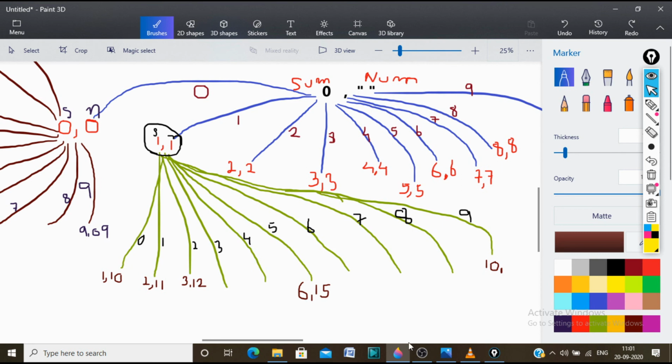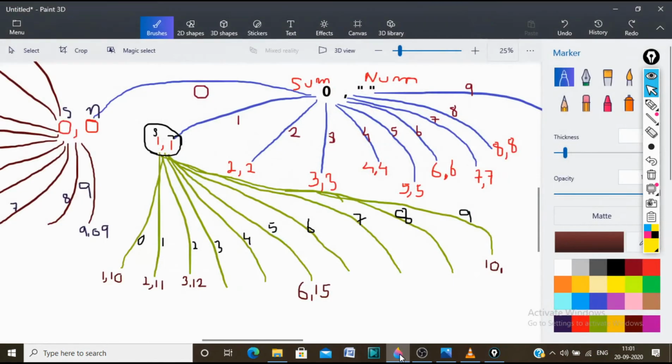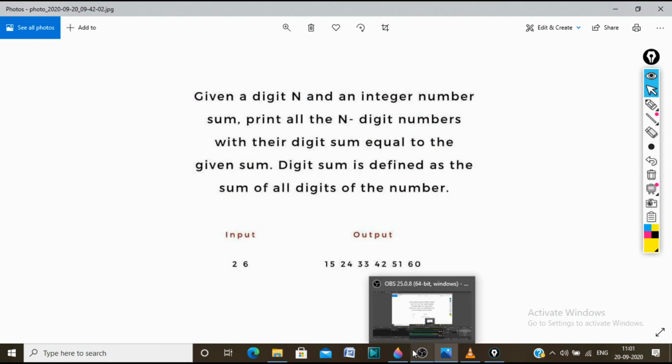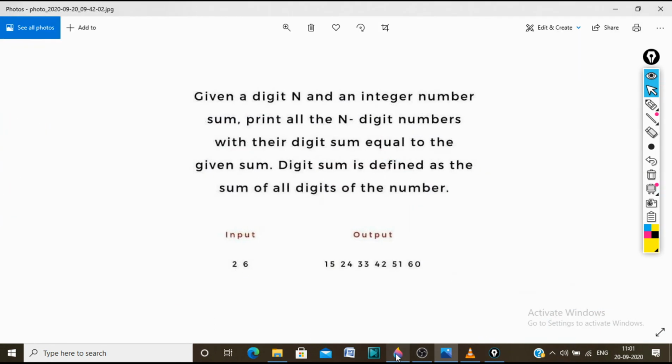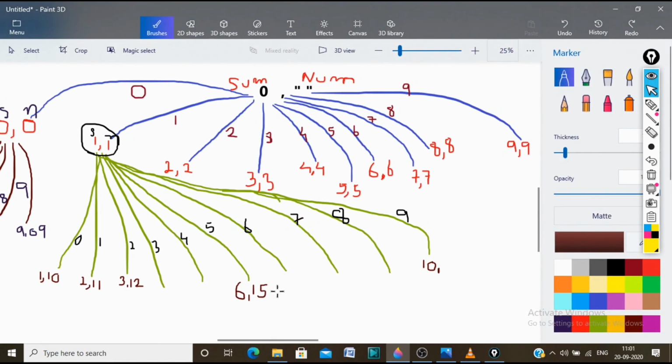This is a potential candidate for my answer, and you can see in the question also, where is the output for this? Yes, you can see this 15 is an answer here also. So I got my first answer here. Similarly, I would extend this as usual. All these numbers will be framed.